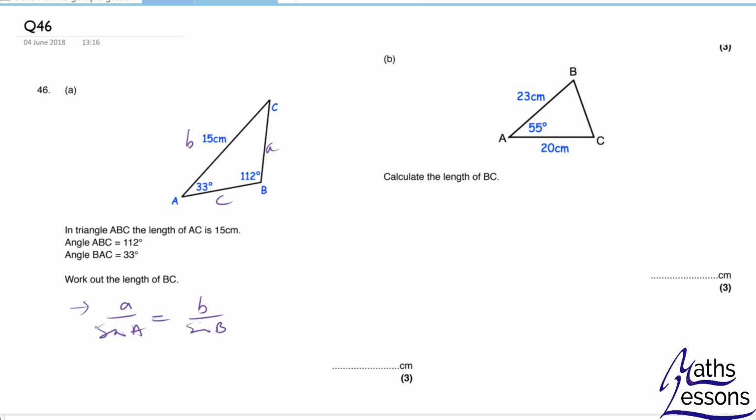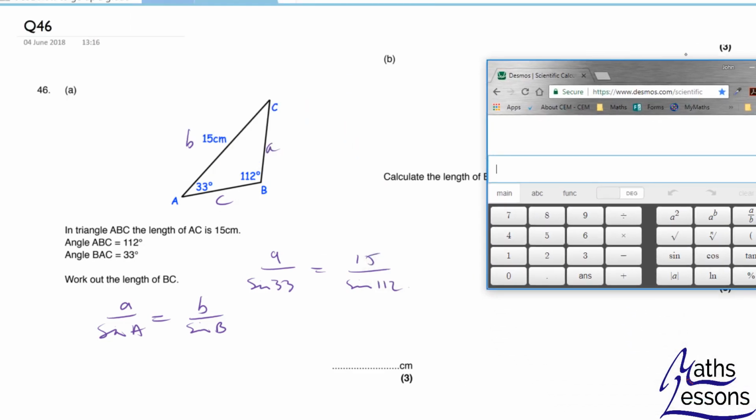If you're looking for sides, put these on the top. If you're looking for angles, put these on the top. In this case, we're looking for sides. So we're going to put the a and the b on the top. So let's substitute that in. I don't know a, and I do know the angle. So it's a over sine of 33 equals b, which is 15, over sine of 112.